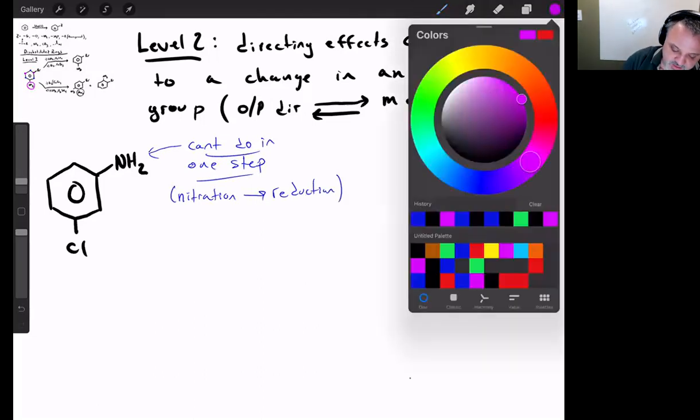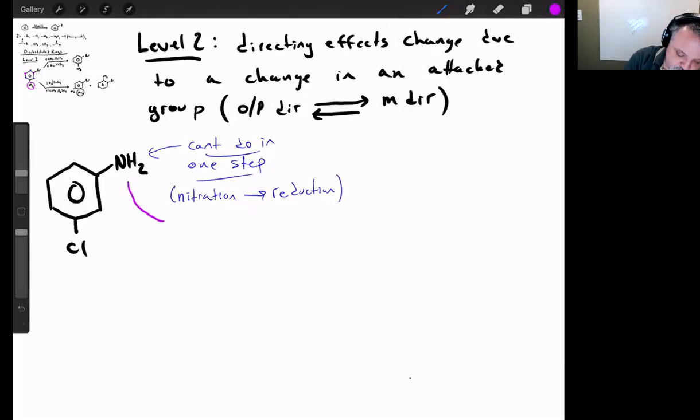Well, let's take a look at it. This group in and of itself is an ortho-para director, and so is the chlorine group. They're both ortho-para directors, and so it doesn't matter which one of those groups I have on the ring first. Neither of the subsequent electrophilic aromatic substitution reactions will go into the right position. So what do I do then? What do I do at that point?